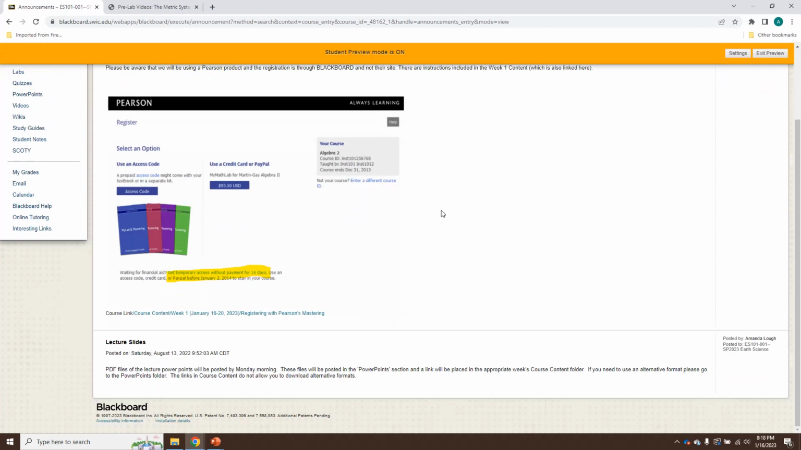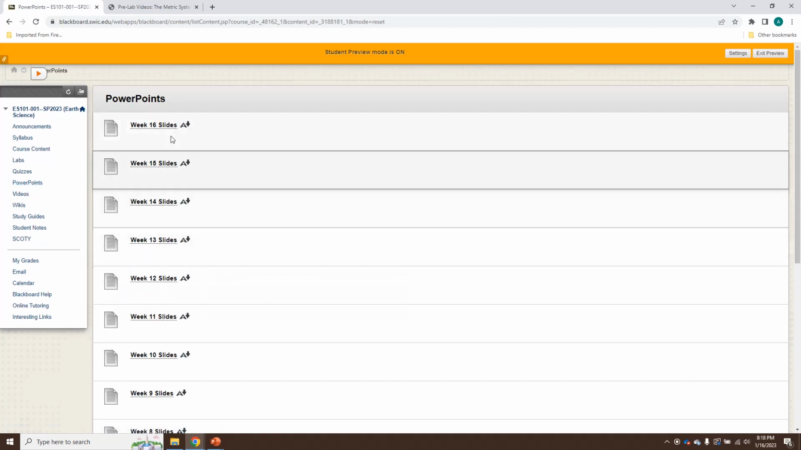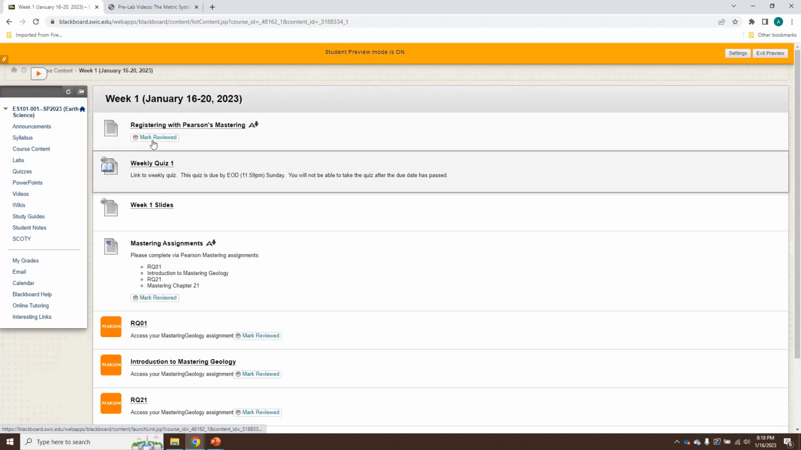Announcements will show up here. The only other announcement currently is about lecture slides. If you need accessible lecture slides, go into the actual PowerPoints place on the menu here, because this is where the PDFs actually live that you can use in the alternative formats. In course content, I will have a link to the PowerPoints, but it's a link, so you don't have the alternative formats here. So you might want to make a note of that.